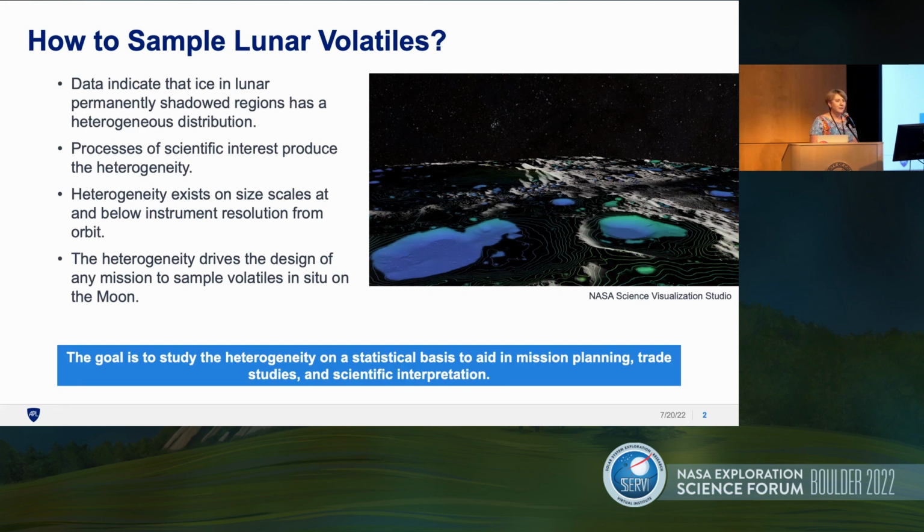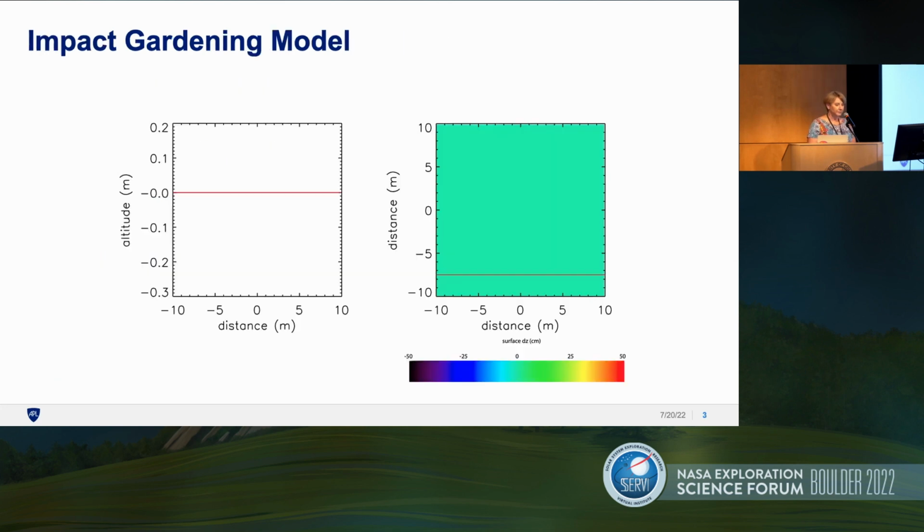And this is interesting because there are processes of scientific interest that are creating that heterogeneous distribution. And then that heterogeneity is going to drive the design of any mission that's going to sample volatiles in situ on the moon, including ISRU applications. So in this study, what I'm trying to do is to examine that heterogeneity on a statistical basis to aid in mission planning, trade studies, and scientific interpretation.